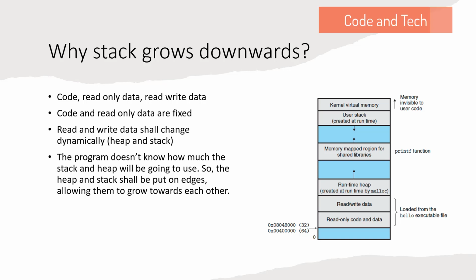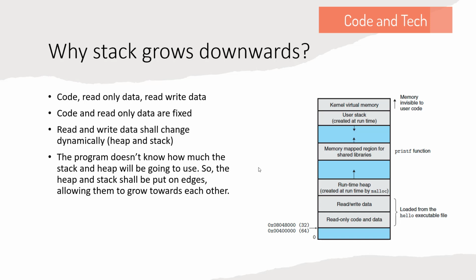Today we are discussing a topic: why the stack grows downwards. Normally a running process has several memory regions, as you can see here: the code, read-only data, and read-write data, etc. Here the code and read-only data are fixed, but the read-write data shall change dynamically. These two dynamic areas we call the heap and the stack.